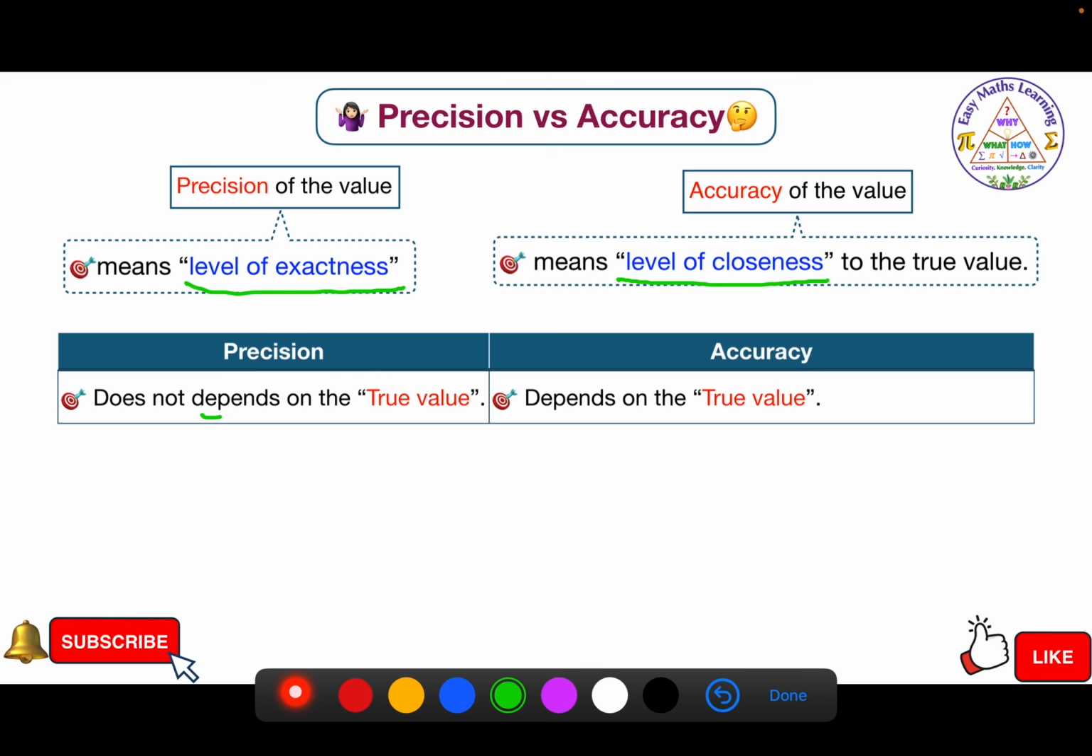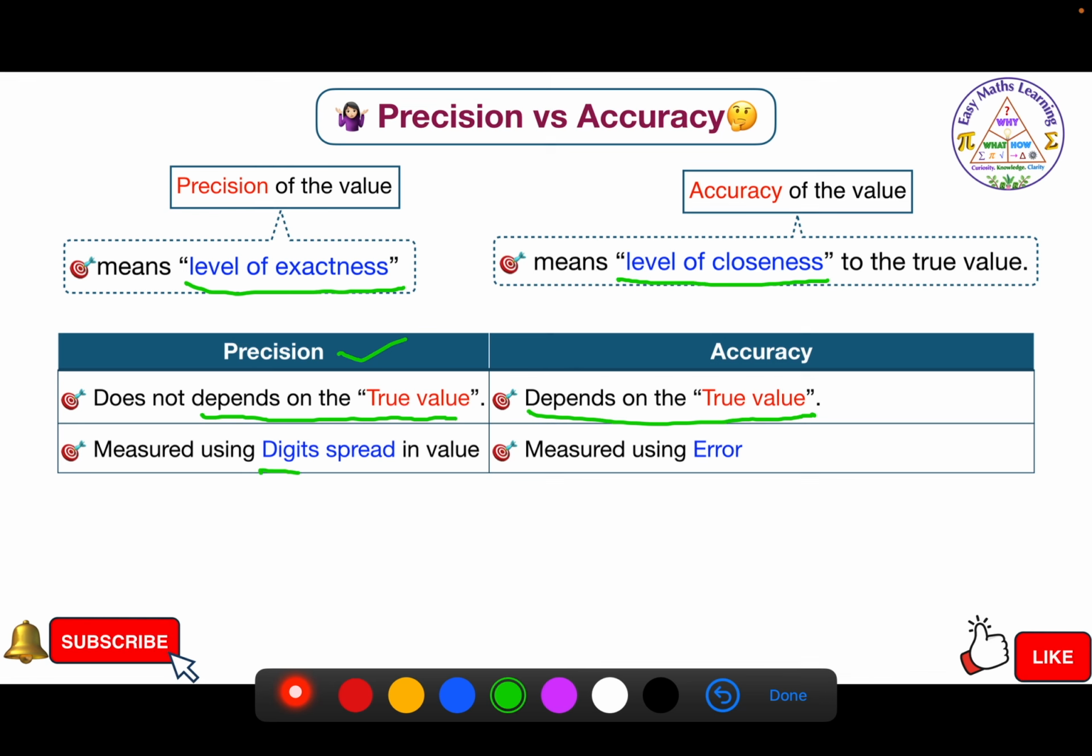Precision does not depend on the true value. Even if the true value is not known, we can still talk about precision. Accuracy depends on the true value. Without knowing the true or exact value, we cannot judge whether an approximation is accurate or not. So, no true value, no accuracy.